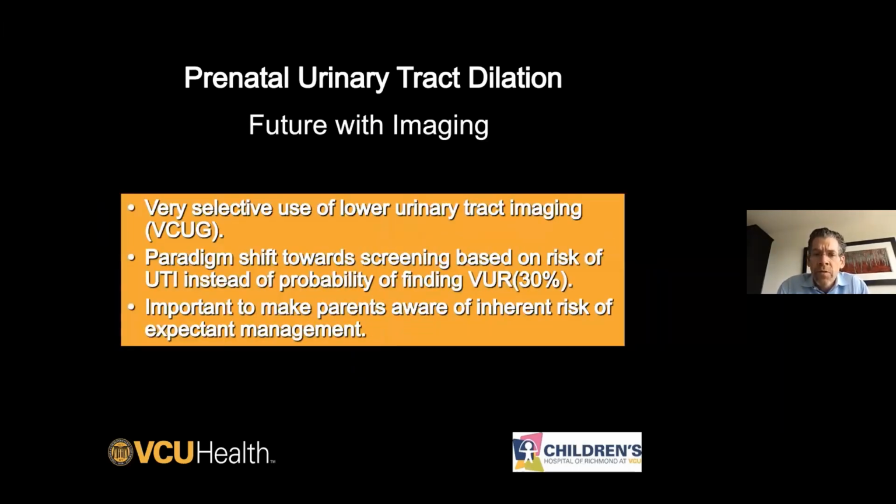So the future of screening will be that I think we'll be very selective in the use of lower urinary tract imaging. I think there's a paradigm shift with respect to who we image. This will be based on the risk of UTI instead of the probability of finding reflux, which is about 30%. And that's easy to discuss in a lecture. The issue is the practicality of implementing this. A majority of patients, of course, are not born at tertiary care centers. They're born in the community.